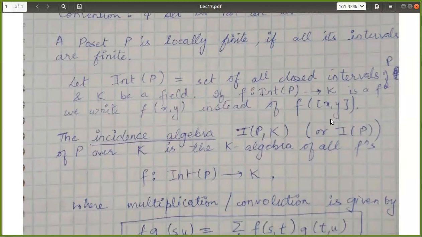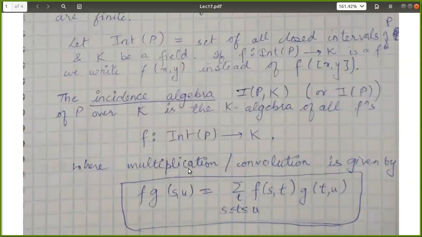So the incidence algebra of P over the field K is denoted by I(P,K), which we will write simply as I(P), because the field we are fixing once and for all to be K. Then this is the K-algebra of all functions f from Int P to K, where the multiplication is given by, so multiplication of what? Two elements in this K-algebra are two functions of this type. So you take two functions f and g. They are going to act on a closed interval [s,u], let's say.